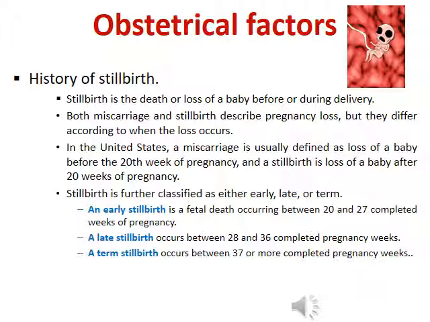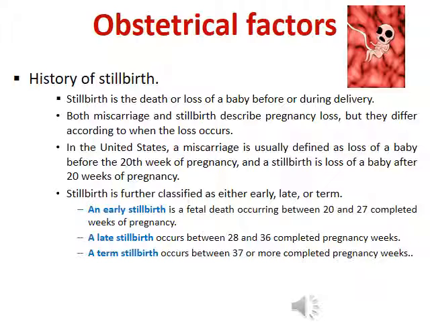Stillbirth is the death or loss of a baby before or during delivery. Both miscarriage and stillbirth describe pregnancy loss, but they differ according to when the loss occurs. In the United States, a miscarriage is usually defined as loss of a baby before the 20th week of pregnancy, and stillbirth is the loss of a baby after 20 weeks of pregnancy. Stillbirth is further classified as either early, late, or term.